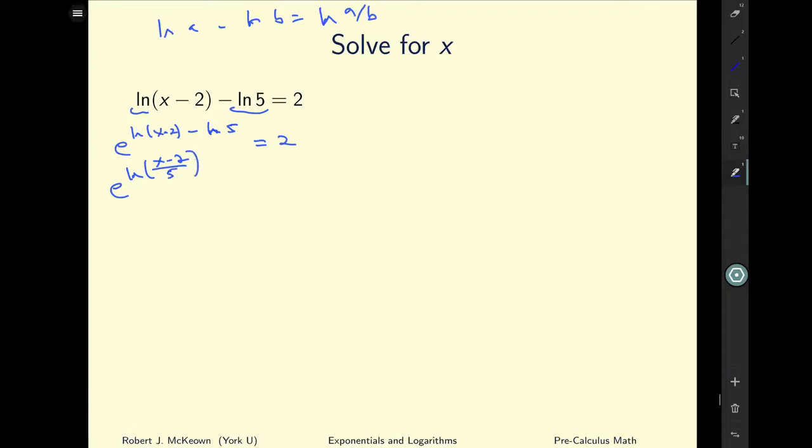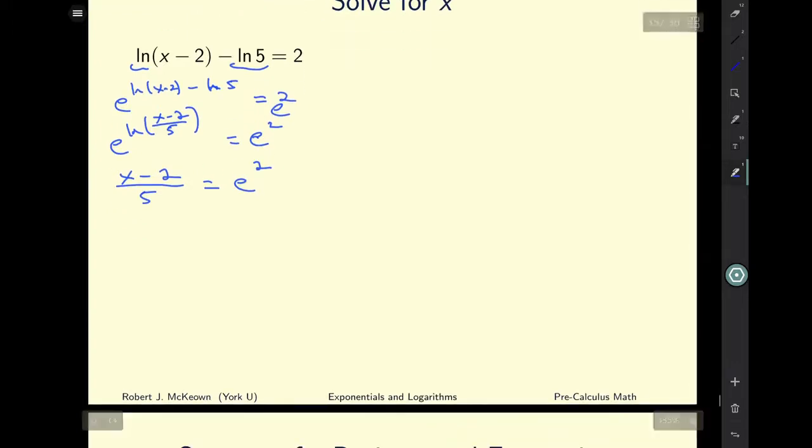And if I do that, I should have had an e there. Got an e there. And if I do that, these two are going to sort of cancel each other out, so to speak. So we get x minus 2 over 5 is equal to e to the power of 2. Now all I have to do is solve for x, keeping in mind that e to the power of 2, that's just a number. So we're going to get x minus 2 is equal to 5 e to the power of 2. X is equal to 5 e to the power of 2 plus 2.